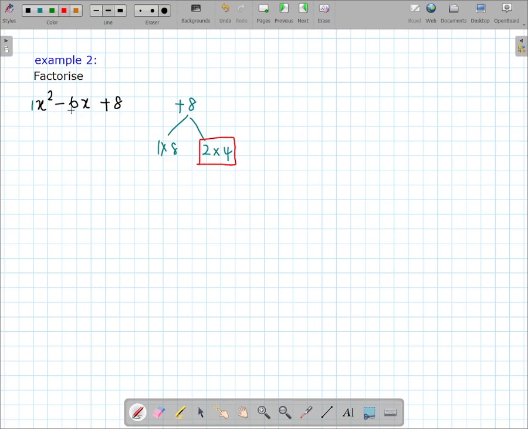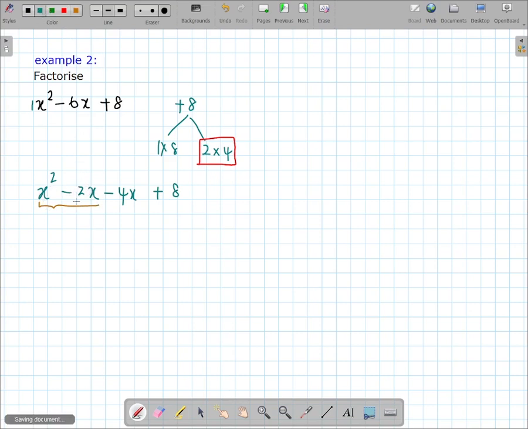But in the middle it is minus. So how do you form minus 6 using 2 and 4? Both must be minus. Minus 2 plus minus 4 equals minus 6. Then we have to write it like that. So we write x squared minus 2x minus 4x plus 8. Then I select the first two terms and take the common things out.